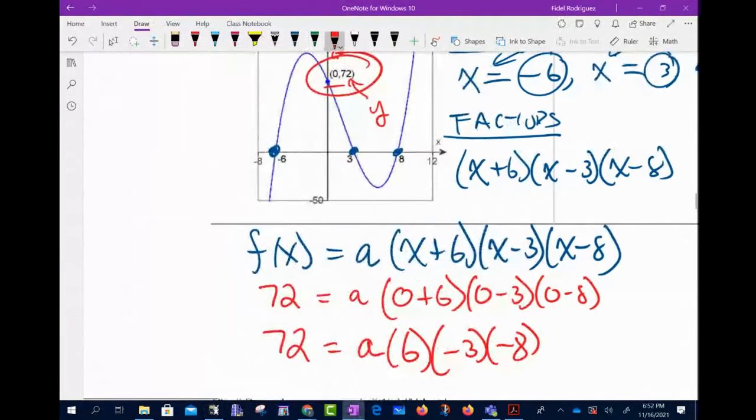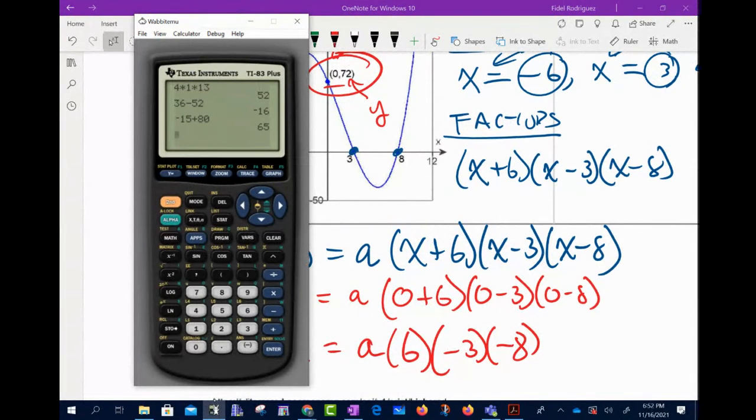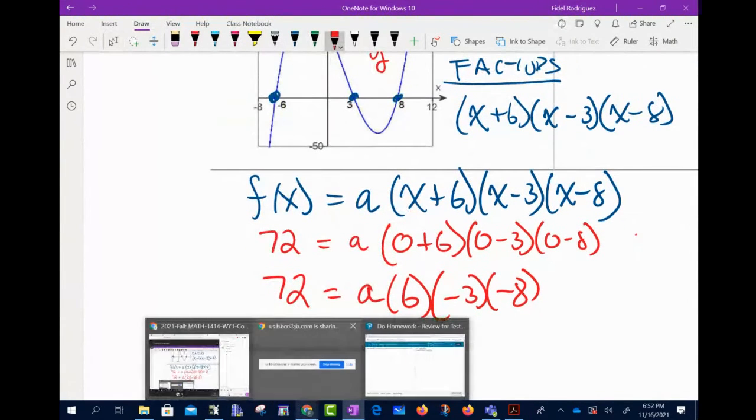All right, so now I'm going to take my calculator because I need to multiply 6 times -3 times -8. 6 times -3 times -8, 144. Okay, so then I'm going to say, oops.